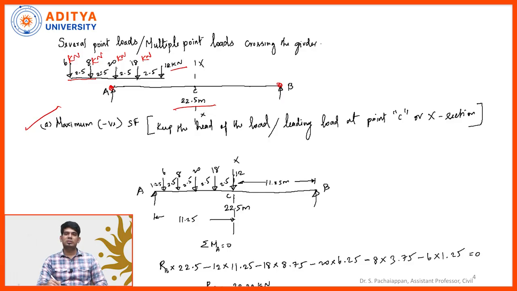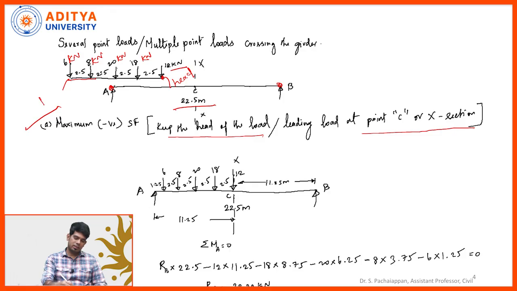From the single point load we already learned that for calculating the maximum negative shear force we need to keep the head of the load at the point C, or where the section occurs. Point C is taken here at the center of the beam, and in this problem we calculate all the values at section C. Before that, I want to tell you what the head and tail of the load are. This is the head of the load and this is the tail of the load. We need to keep the head of the load at point C, so I kept the head of the load at point C.